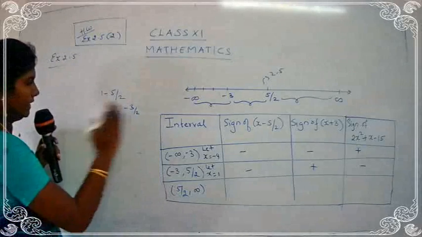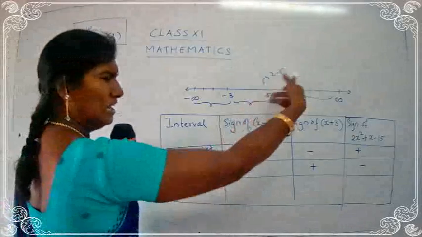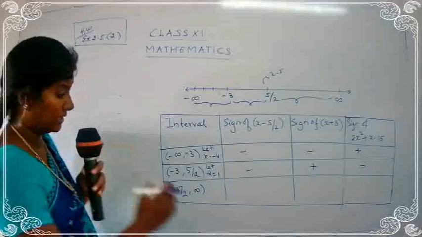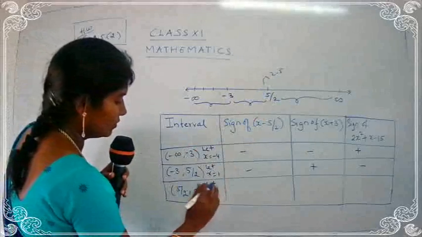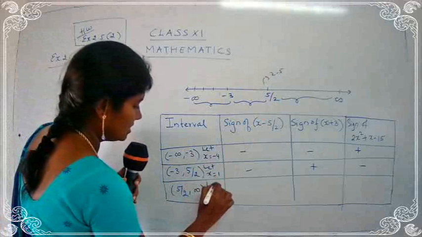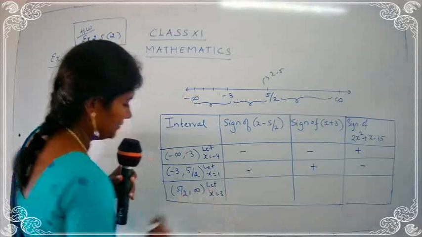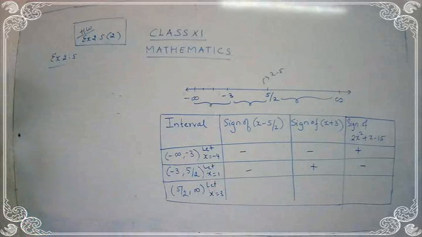5 by 2, comma infinity. So I'm going to take a number, any number. 5 by 2 means, I told you, it's 2.5. So let x be equal to 3. I just want you to complete the signs, do the work and give me the answer.